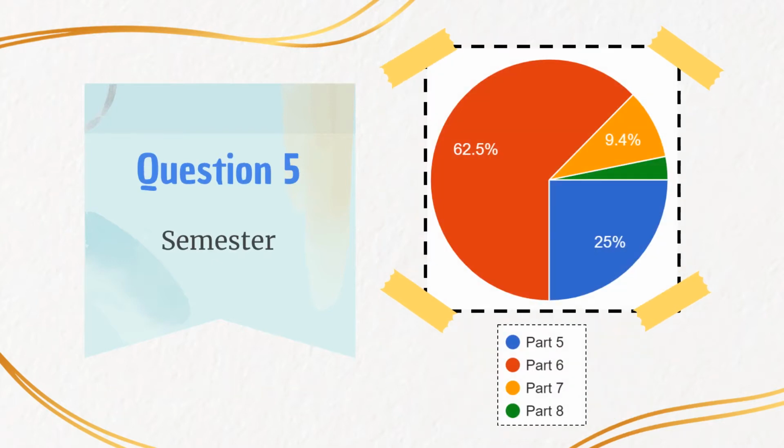The next question that was asked is regarding what semester our respondents are in. There are 25% of our respondents in Part 5. Part 6 students are the majority, which makes up 62.5% of the statistics. 3 respondents are from Part 7 and 1 respondent from Part 8.